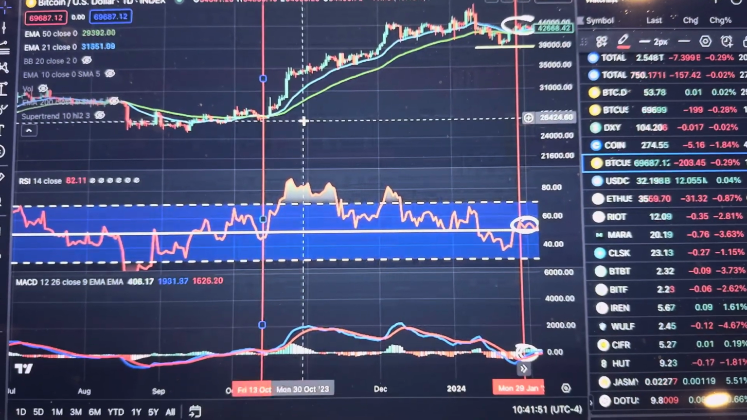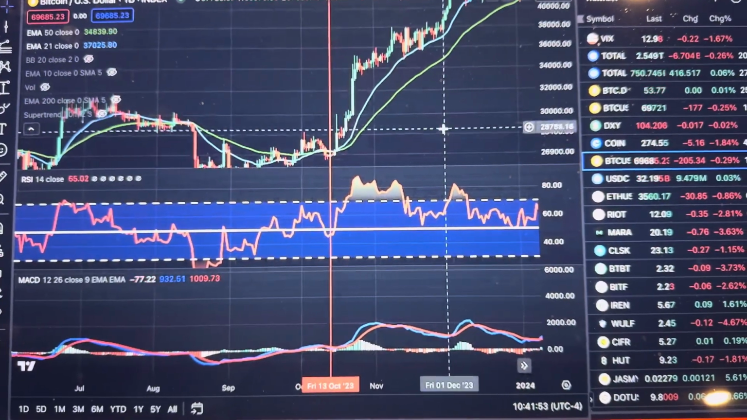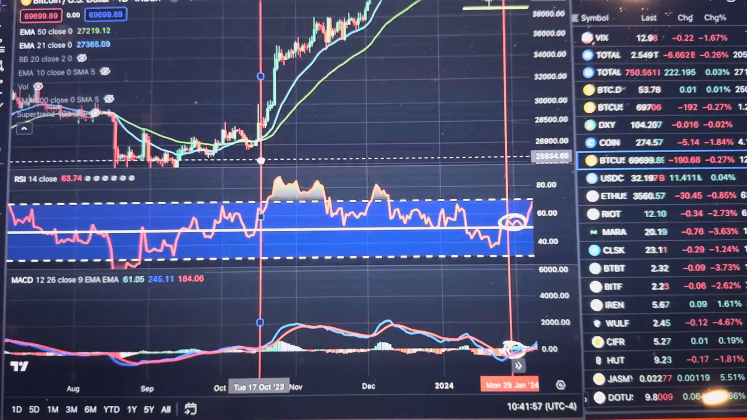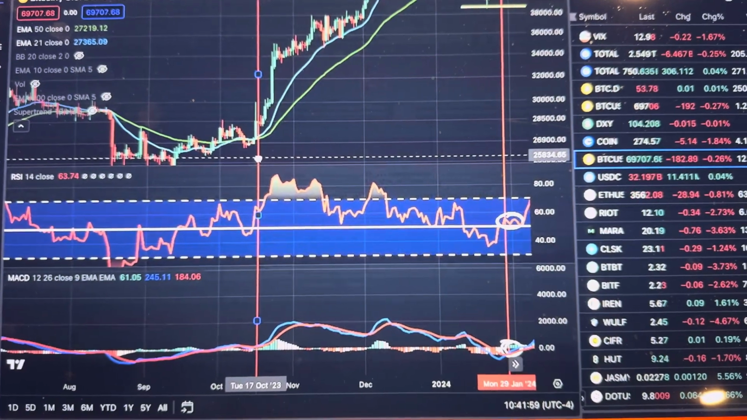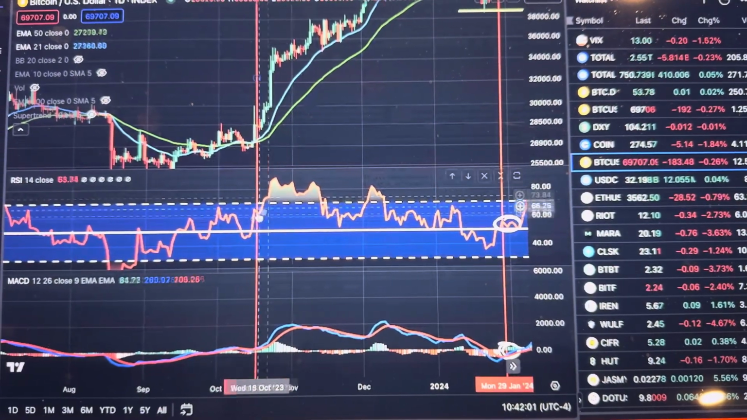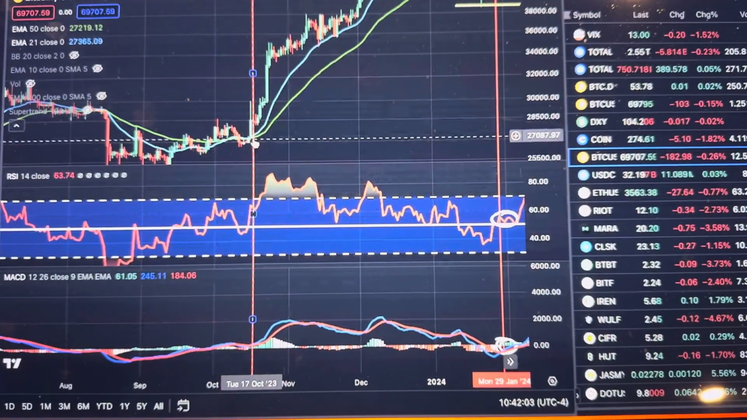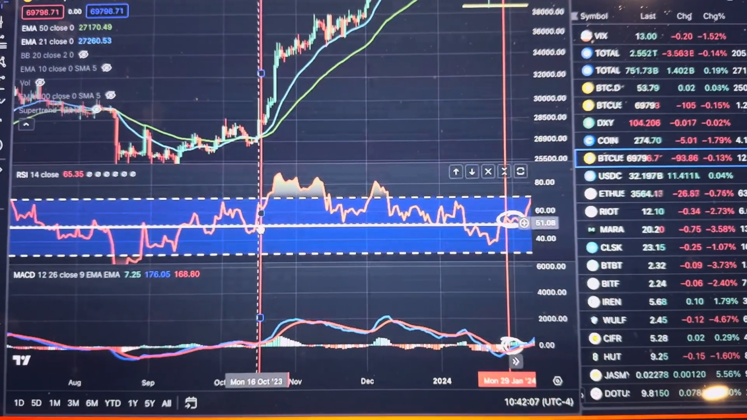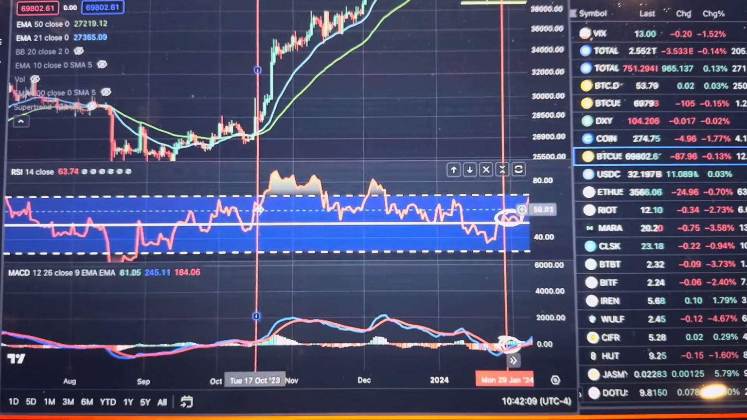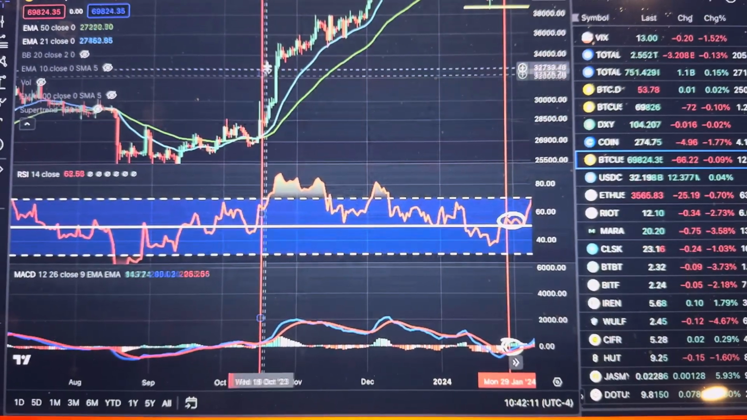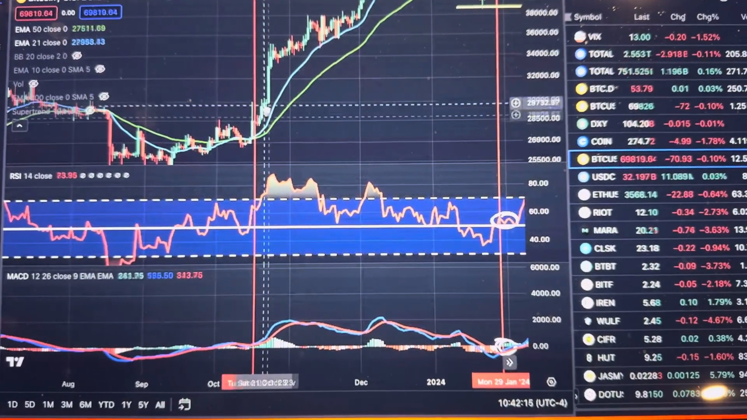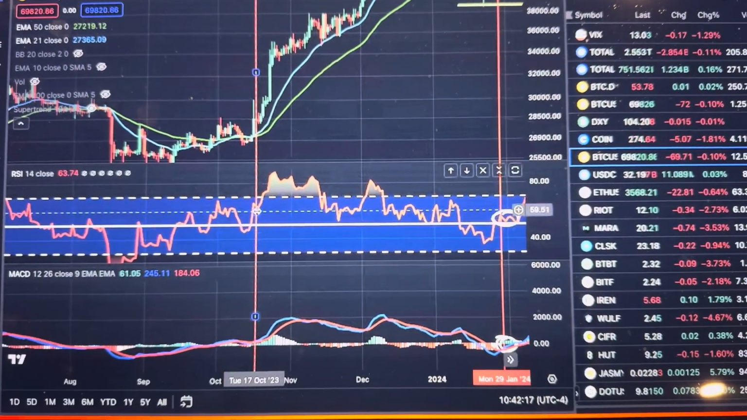So let's go through our checklist. Right here, the moving average, the 21, is above the 50. Okay, right here. Price is above the moving average. Going down to the RSI, it is above the 50. You want to make sure the price is not extended from your moving average, because otherwise, maybe you should wait for a pullback.